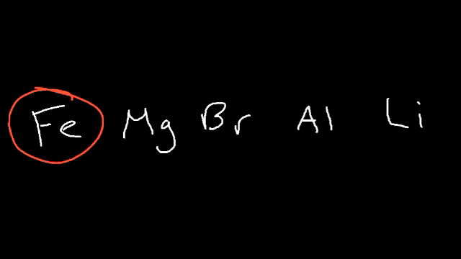What we're going to do now is have a pop quiz on the properties of the elements in the periodic table. So consider the following elements: iron metal, magnesium, bromine, aluminum, and lithium. So which of the following is a transition metal? What do you think the answer is? Fe is a transition metal. It's between groups 3 and 12.